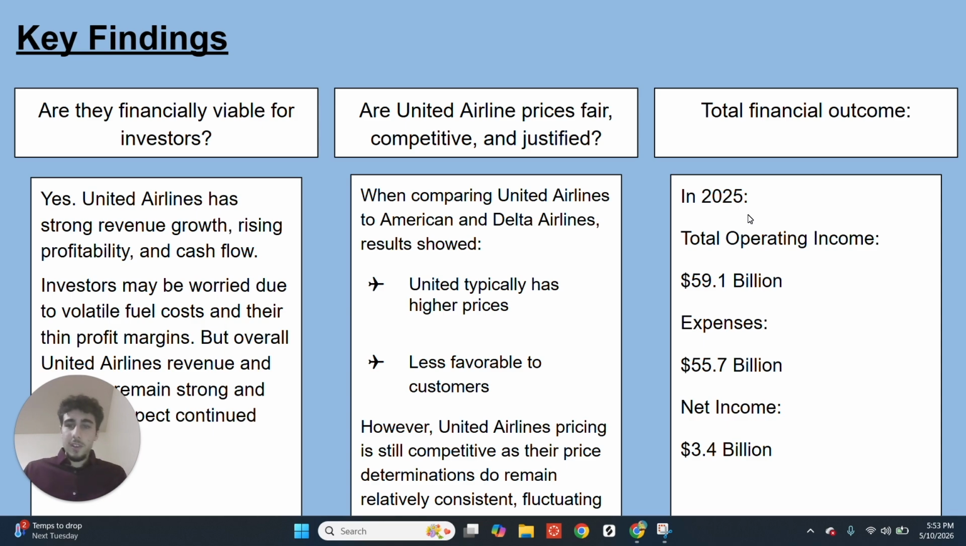Finally, looking at the company's total financial outcome for 2025, United reported approximately $59.1 billion in operating income, with expenses of about $55.7 billion, resulting in a net income of roughly $3.4 billion. These results indicate that the company remains profitable despite the high operating costs common in the airline industry.